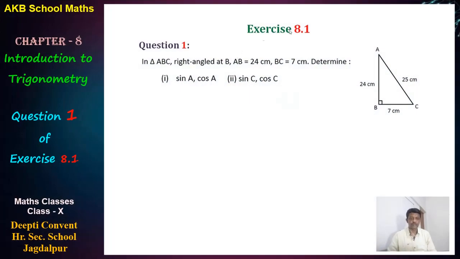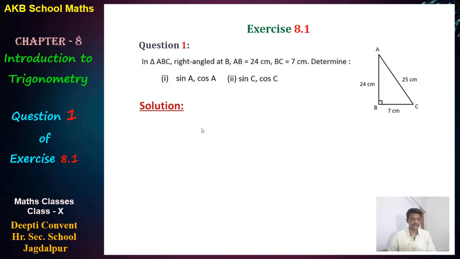Question 1 of exercise 8.1. In a triangle ABC, right angled at B, AB and BC are given, and determine sin A, cos A, sin C, cos C. So this is the first question. Let us solve.